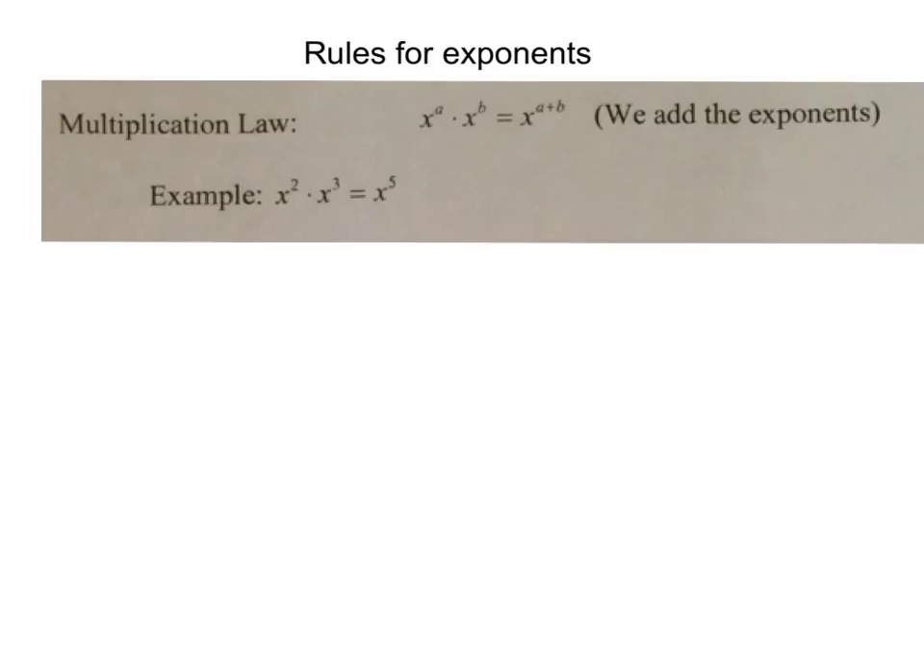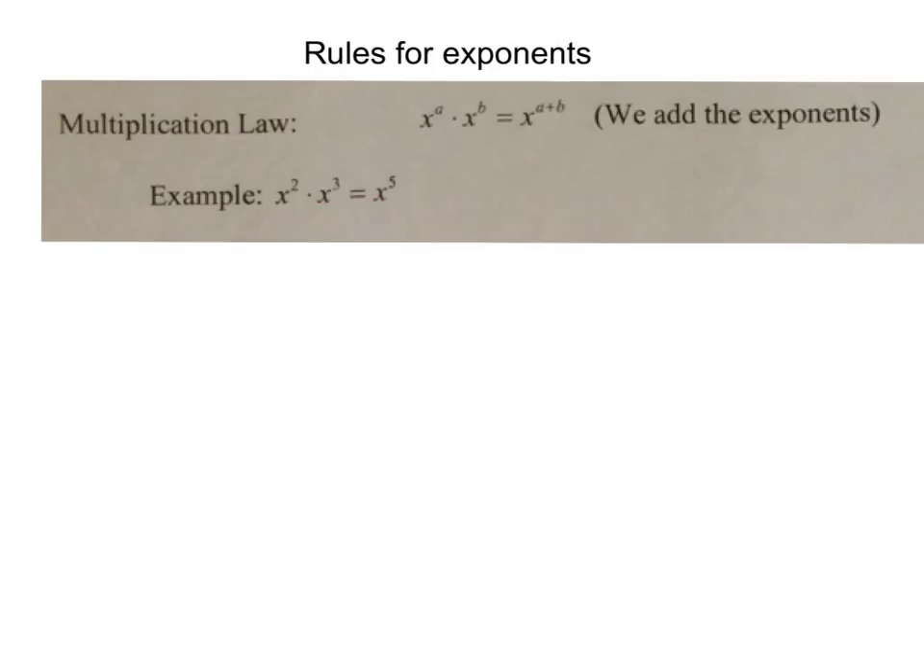First rule, or multiplication law, is that when you're multiplying powers of the same base, you actually add the exponents. So here, this is very general. X to the a times x to the b equals x to the a plus b. Now hopefully we know what a and b are. Like in this example, x squared times x to the third is going to be x to the fifth.